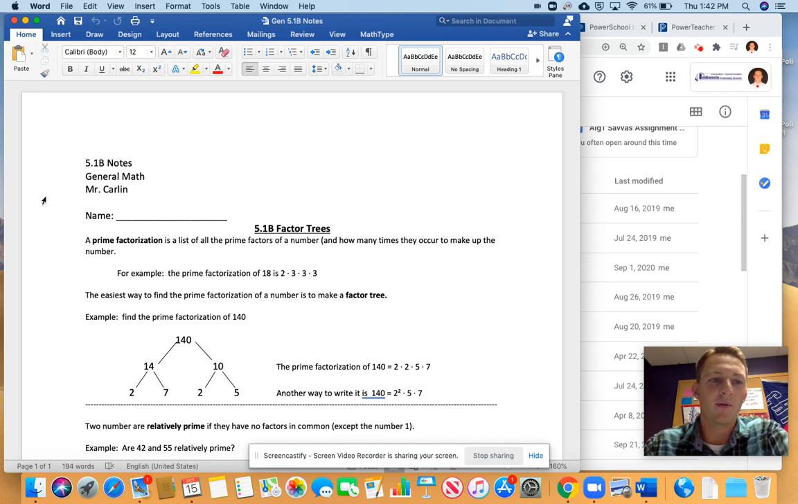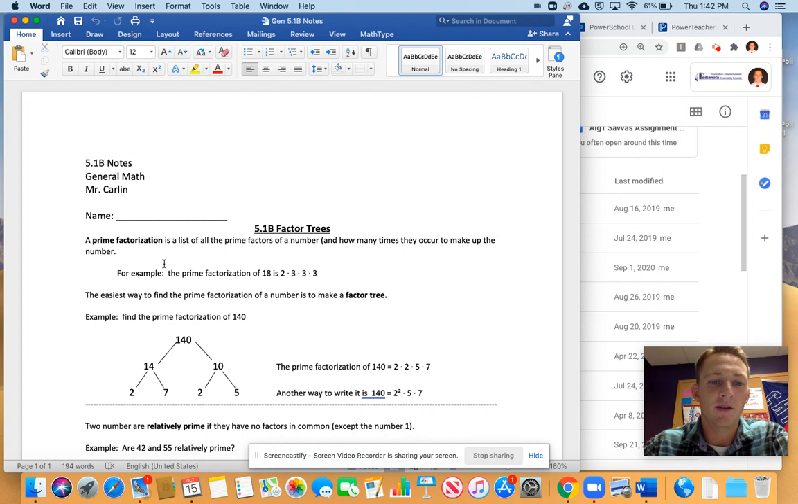Hey, General Math, we're going to finish up 5.1 today with some factoring. First thing we have is prime factorization. That's starting with a big number and breaking it down into all the little prime numbers that multiply into it, that factor into it. And then how many times those factors go in, if they do go in multiple times.